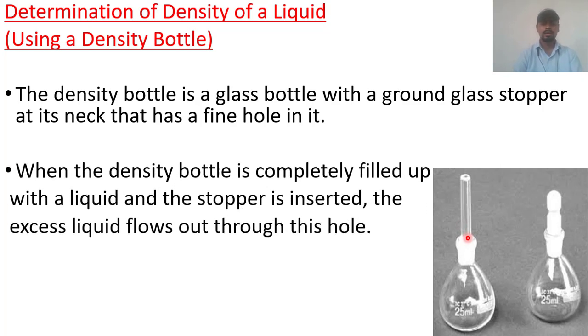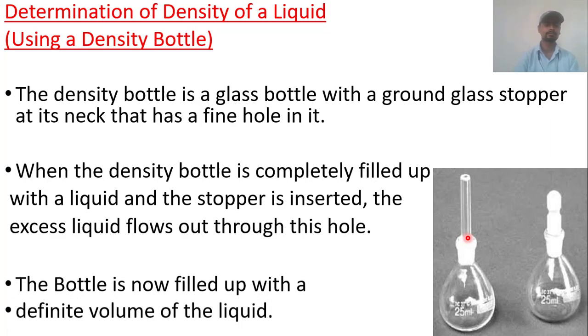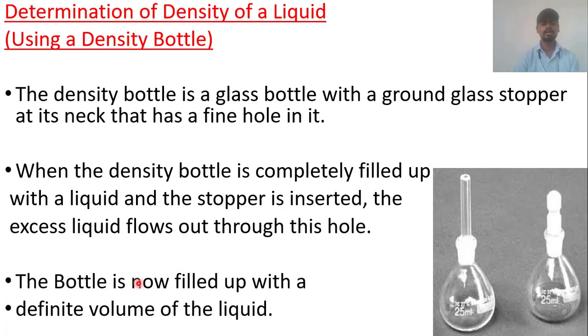When the density bottle is completely filled with a liquid and the stopper is inserted, the excess liquid flows out through this hole. So whenever you fill the density bottle up to the neck with any liquid, now when you insert the cork, what happens? Through that tiny hole in the stopper, the excess amount of liquid will flow out. Now the bottle is filled with a definite volume of the liquid. Now your density bottle is completely filled with a particular liquid.